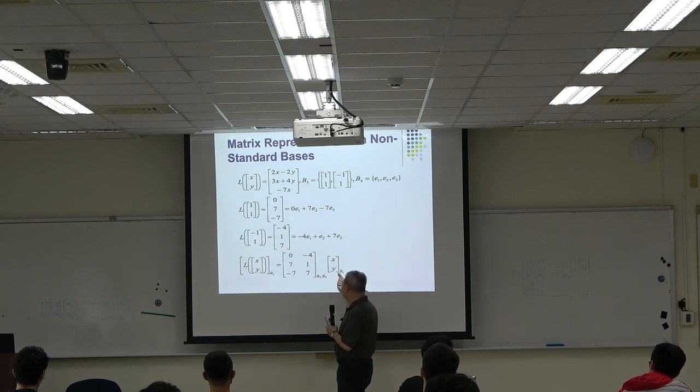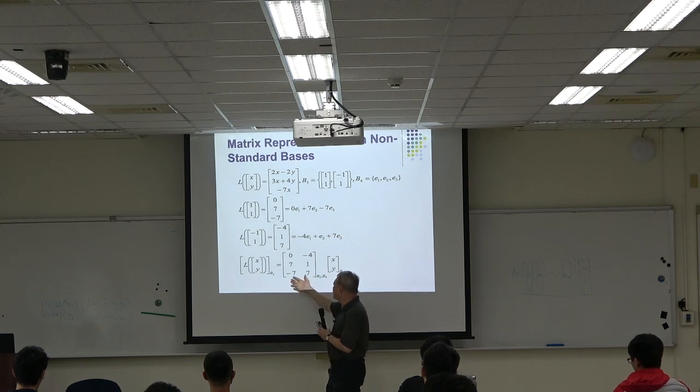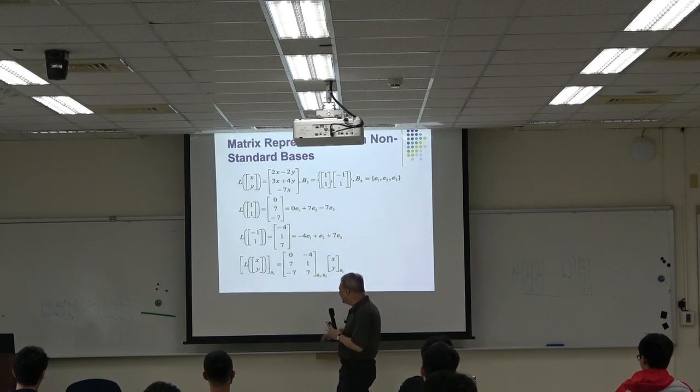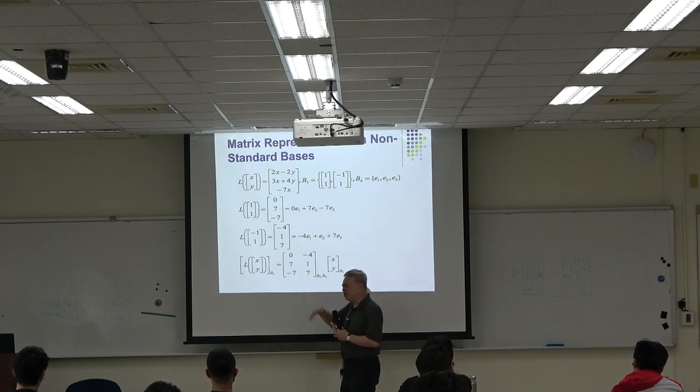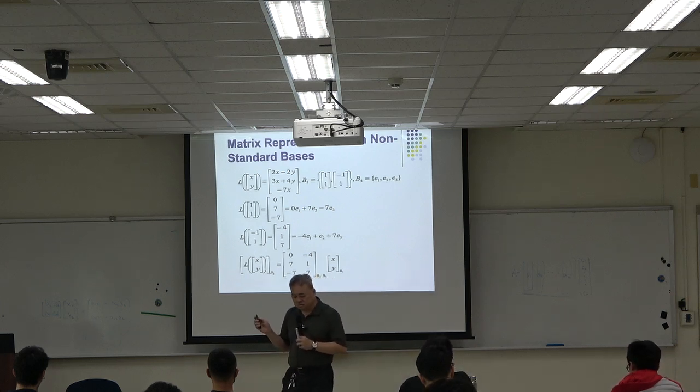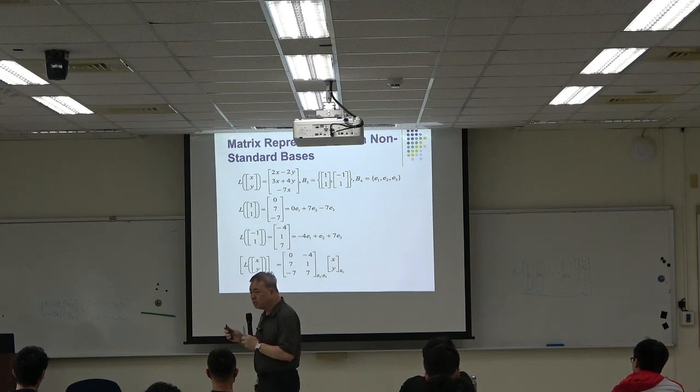And you can put a vector in B3 to get something that is represented in the basis B4. In R square, or, anyway, you get the idea. So far so good, right?